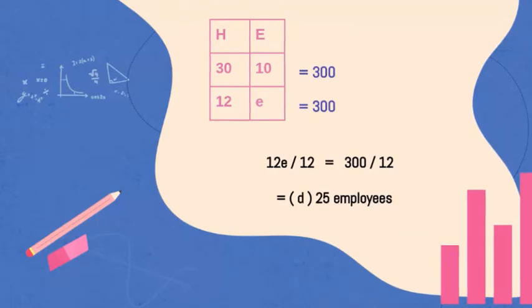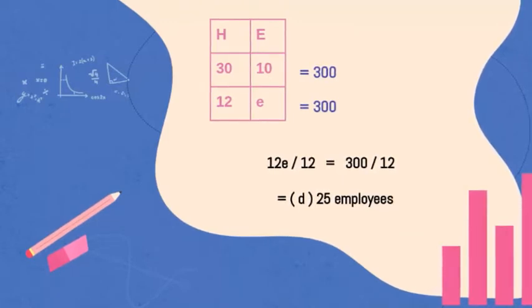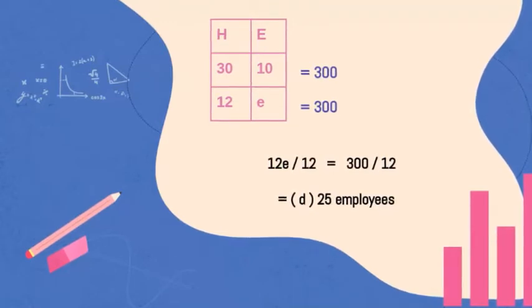Then we're going to divide. 12 divided by 12, we're going to cancel it. Then 300 divided by 12 equals E, 25 employees.